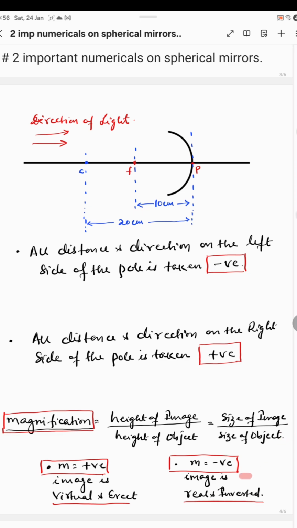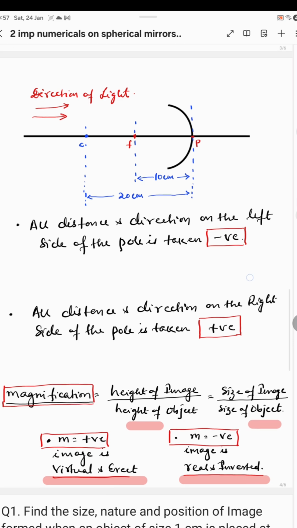Now magnification is given by the ratio of the height of the image and the height of the object. Magnification is taken as positive when the image formed is virtual and erect, and magnification is taken as negative if the image formed is real and inverted.